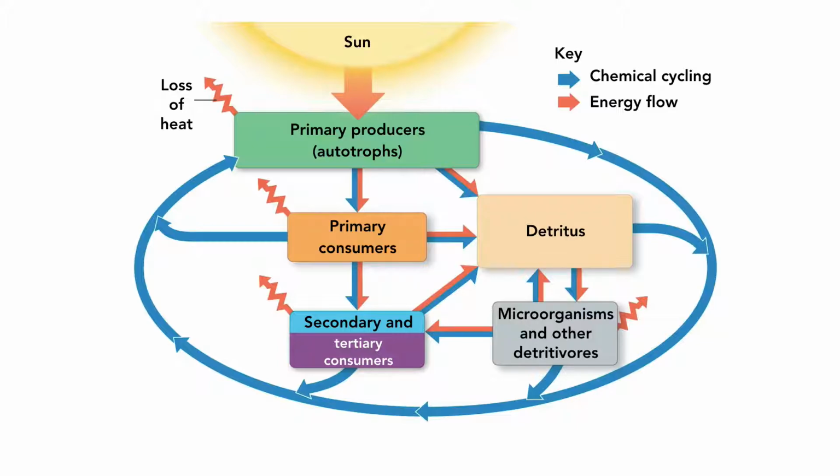So they are converting the sun's energy into chemical energy, and that energy and those chemicals then flow throughout an ecosystem. Some of it is lost as heat, but some of that energy, as plants die, turns into detritus. Detritus is just dead, non-living organic material. But much of it flows into primary consumers. Primary consumers are animals that consume primary producers. So these would be vegetarians, essentially, herbivores.